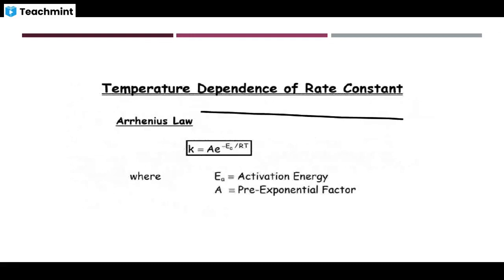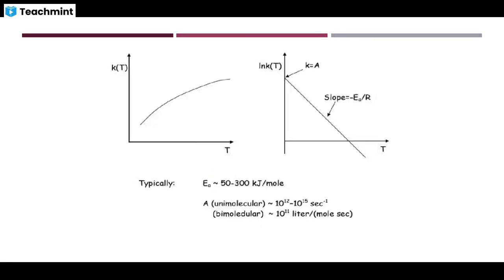Okay, temperature dependence of the rate constant. The Arrhenius law: k equals A times e to the power minus Ea by RT, where Ea is the activation energy and A is the pre-exponential factor. If you plot ln k versus temperature, the slope is minus Ea by R, and this is the intercept.